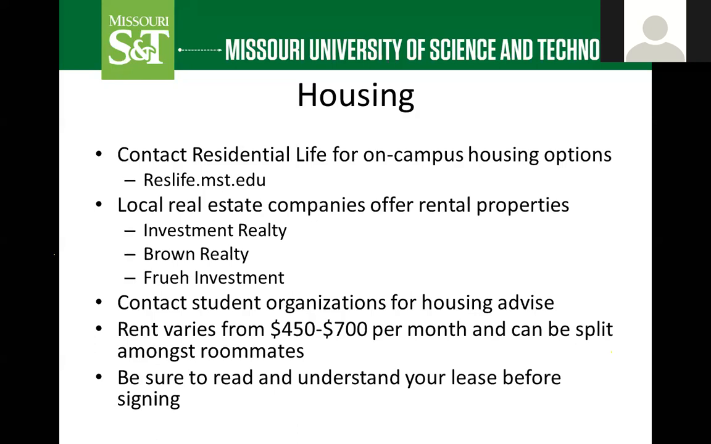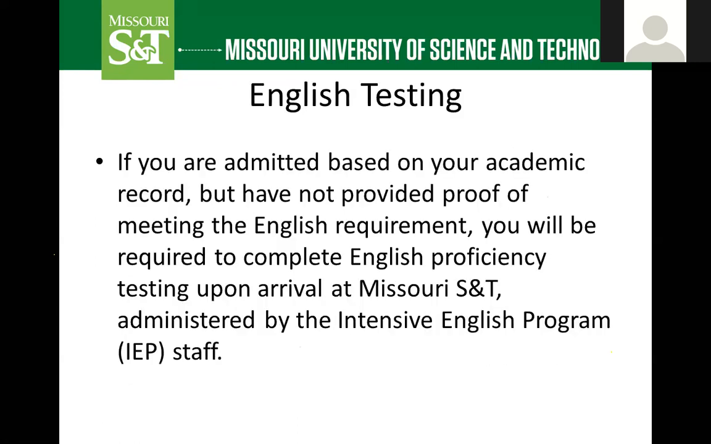I say here that rent varies from about $450 to $700 per month and can be split among roommates. So you can rent a 2, 3, or 4 bedroom apartment with some of your friends, which will help reduce the cost of your rent. One great thing about Rolla is the cost of living is quite low here. You can rent an apartment for a very reasonable amount, which is a really good thing, especially for students who are living on a tight budget.